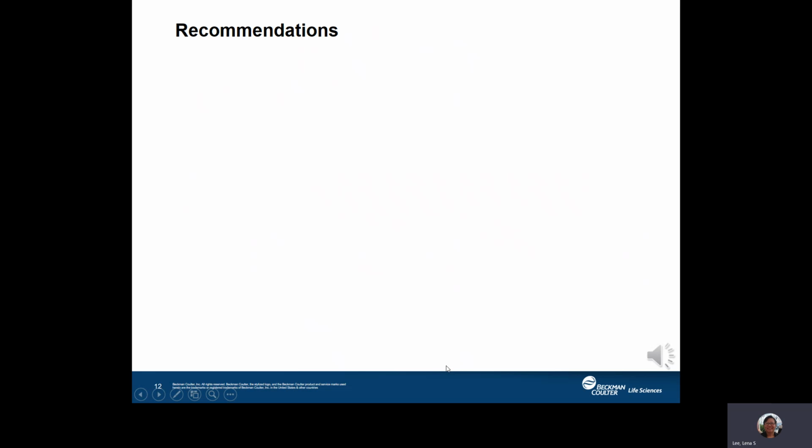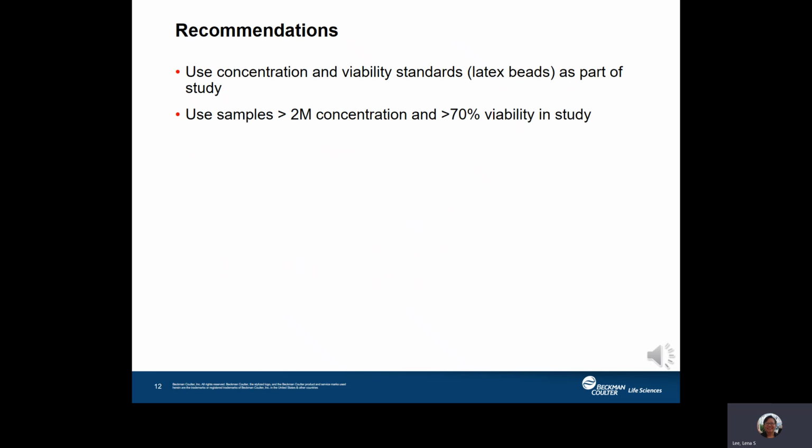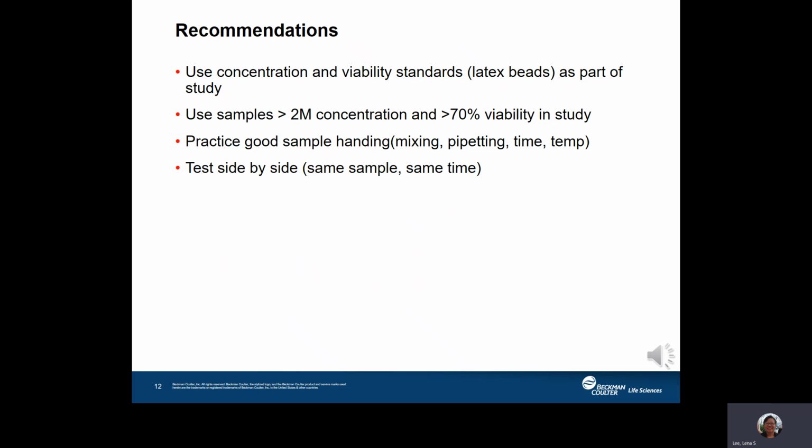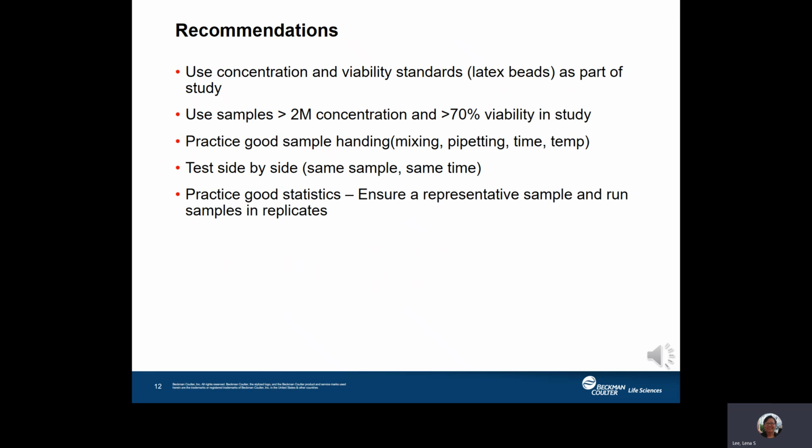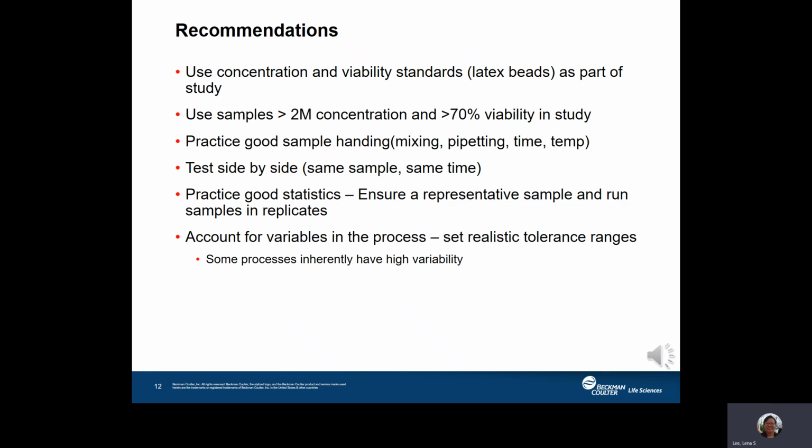So to just wrap up, our recommendations are that you utilize concentration and viability standards as part of your study. Use cell samples that are greater than 2 million cells per mil in concentration with higher than 70% viability. You also want to practice good sample handling. Test your samples side by side so they're run as close in the same time. Practice good statistics, run samples in replicates. And you want to account for variables in the process, set realistic tolerances.